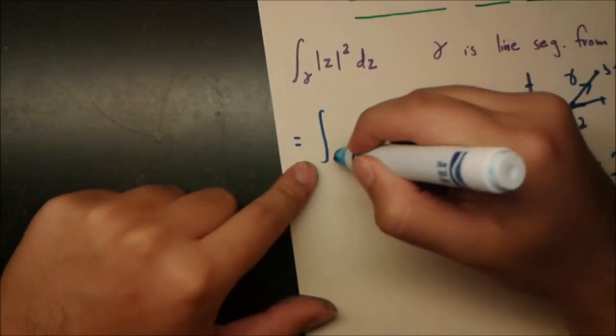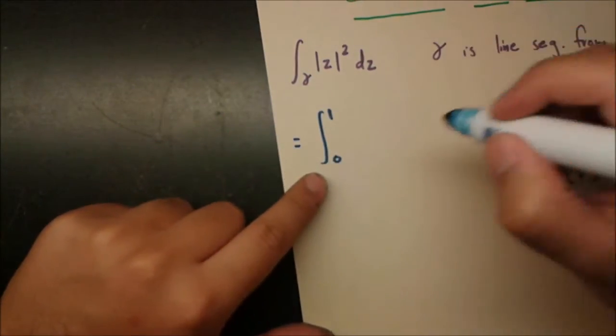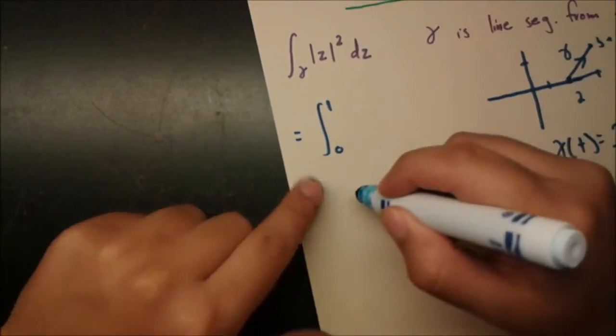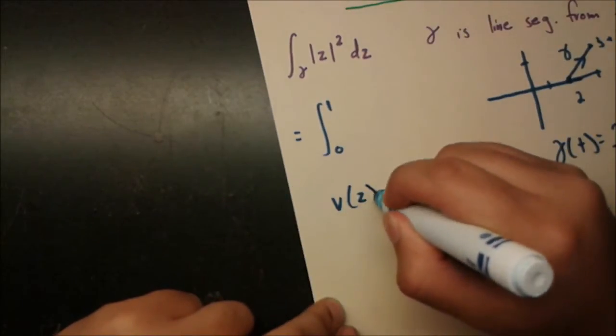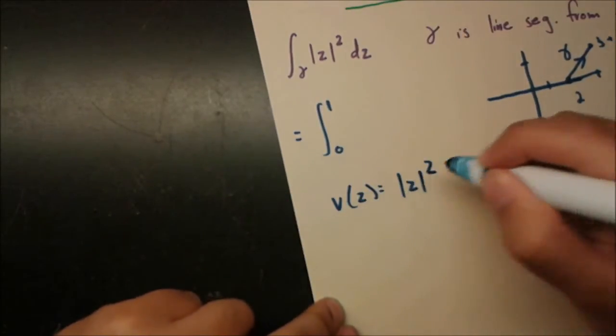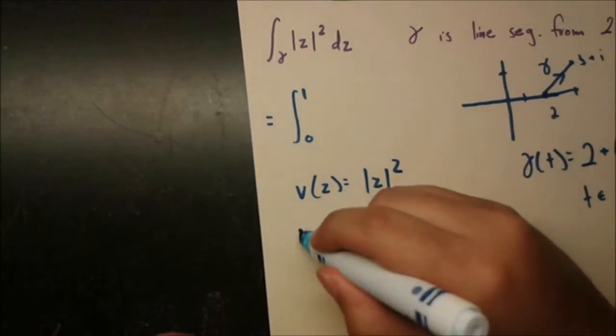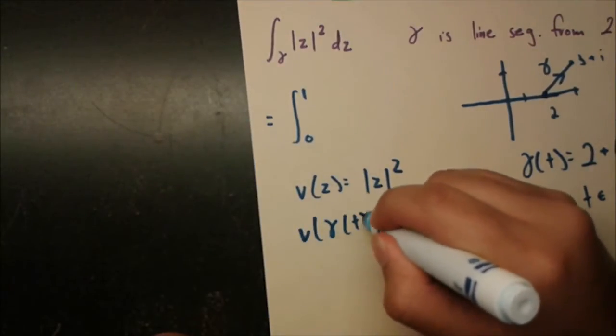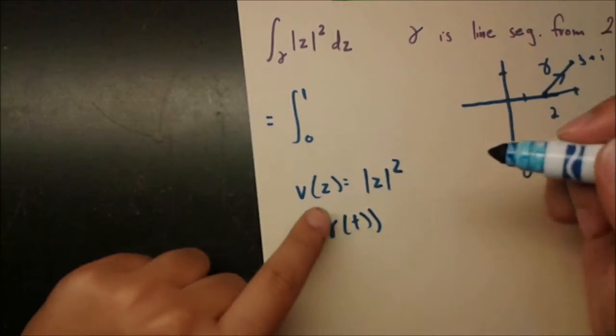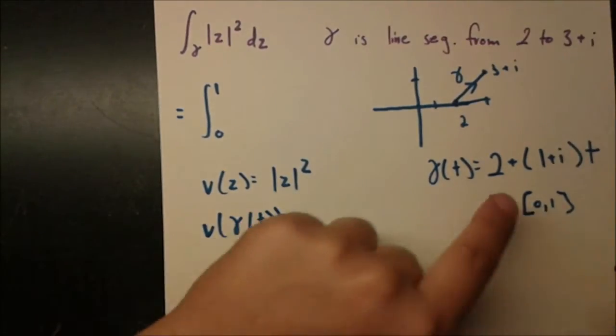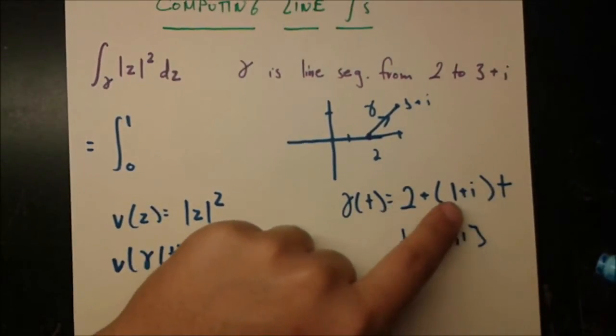integral with limits of t, 0 to 1, and we put in the function. So the function in this case is v of z equals modulus z squared. So we want to put v of gamma of t in here. We put gamma of t in here. This is going to be 2 plus (1 plus i) times t.